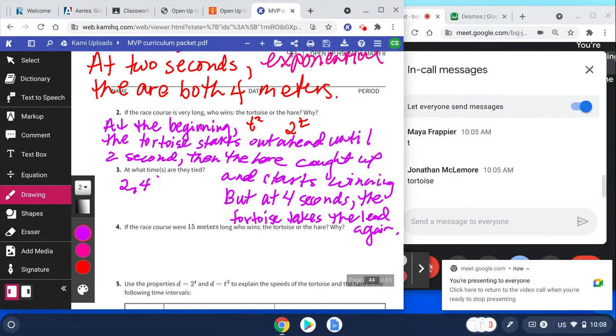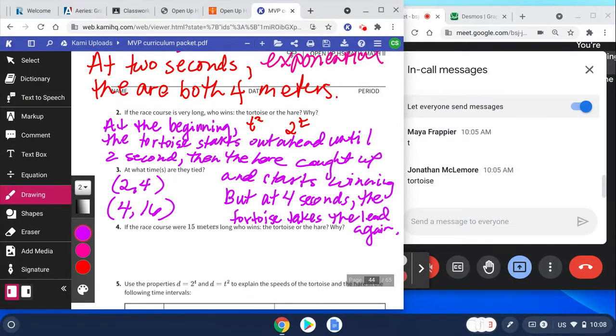Okay, so the 2 times they're tied. You guys already noticed the 2-4, but now we saw in the graph that there's also another tie. They're at the exact same spot at 4:16. So these are the 2 times that they're tied: at 2 seconds or 4 meters, and at 4 seconds and 16 meters.